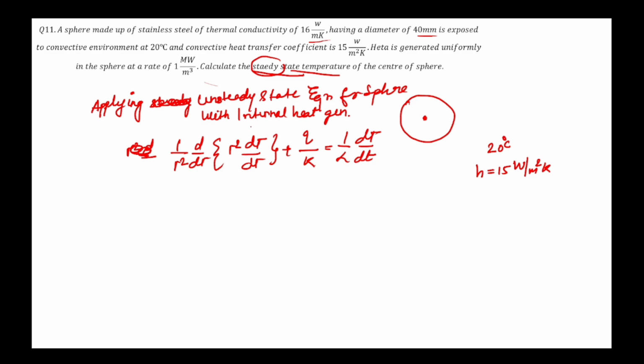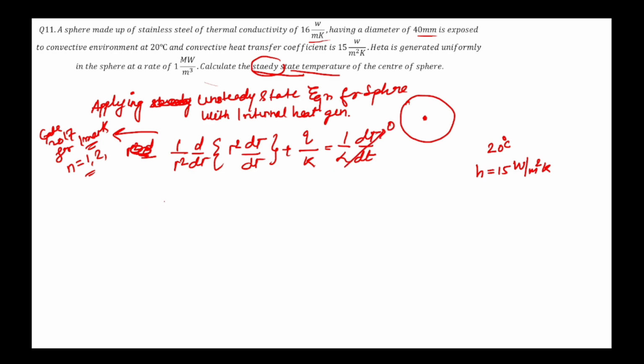If the question is about a cylinder, then instead of r square, only r will come. And this direct formula was asked in GATE 2017, IIT Roorkee, for 1 mark, where you have to find the value of 1 or 2 for a sphere or cylinder. We will apply this, but the system is steady state, so dT by dt will become 0.